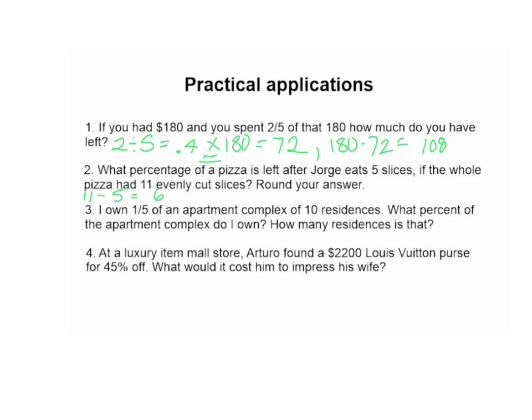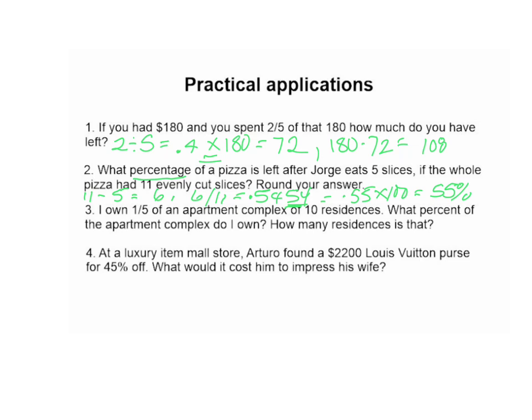That's a fraction. So we go 6 divided by 11. What is 6 divided by 11? It is 0.5454. So I'm going to round it up to 0.55, which is a decimal, and it wants to know what percentage of pizza is left. So I multiply this times 100 to get 55%.